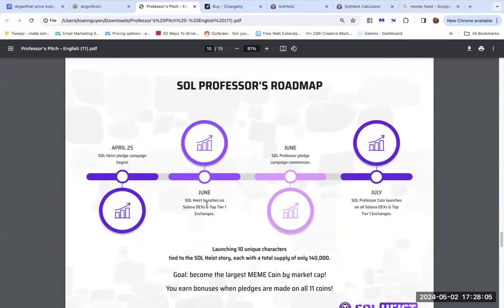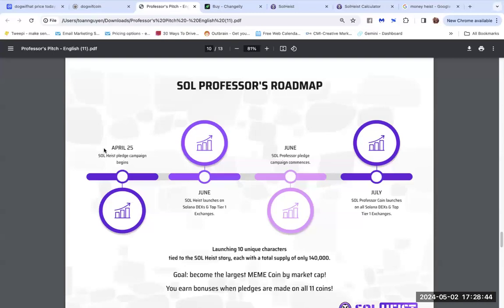All right, guys, so I'm almost done. This is the Sol Professor's roadmap. When I saw this, the whole thing made sense because my brain is really technical. So my goal is to keep it simple, okay? Basically, April 25th was when the Solheist pledge campaign was supposed to begin. There were some things they needed to do. They needed to upgrade the servers. They knew there was going to be some volume, a massive volume coming in. So they delayed it to the 1st, yesterday. But for the sake of this explanation, we're going to keep the same dates, just so I don't confuse you guys.